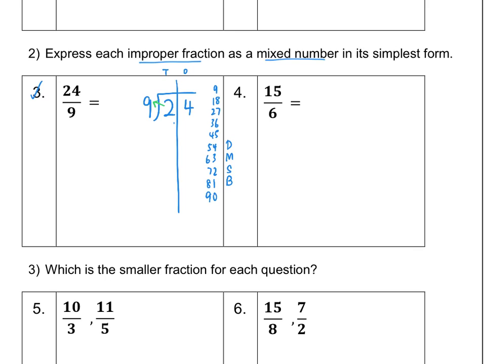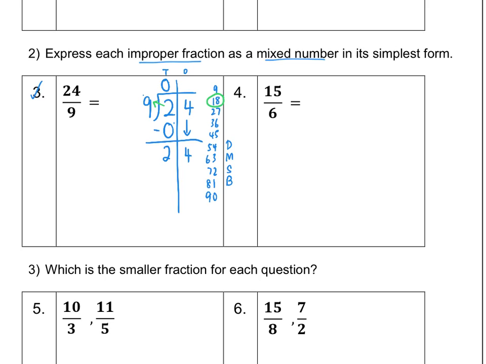2 divided by 9. Is there a number in the list that is smaller than 2, closest to 2? No. So 2 divided by 9 is 0. 0 times 9 is 0. Then we subtract, 2 minus 0 is 2. Bring down the next number, 4. Now for 24 divided by 9, which number should we choose in the list that is closest to 24 but smaller than 24? 18. We should choose 18.